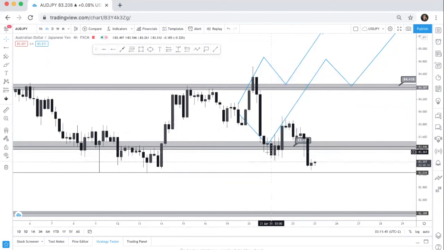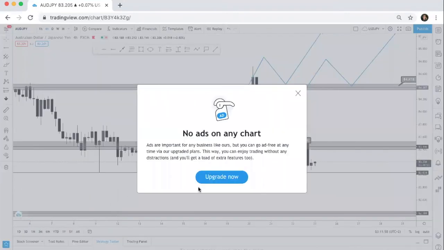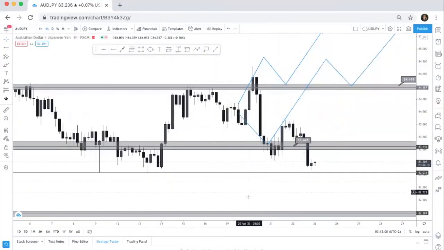However, as you can see, we got the indecision candle and a big bearish close below the zone, breaking market structure in my eyes. So I did not enter this, and I don't plan on entering it for the rest of this week.